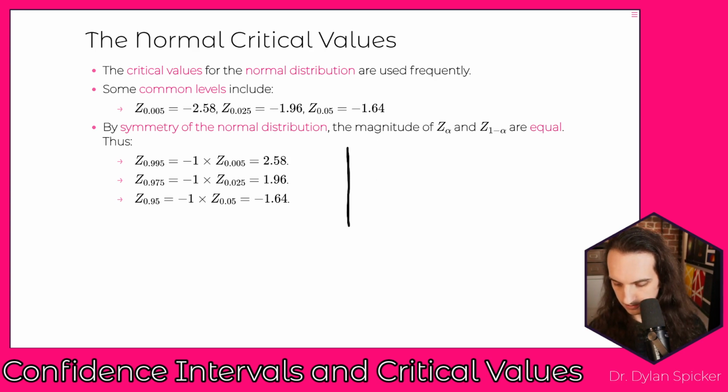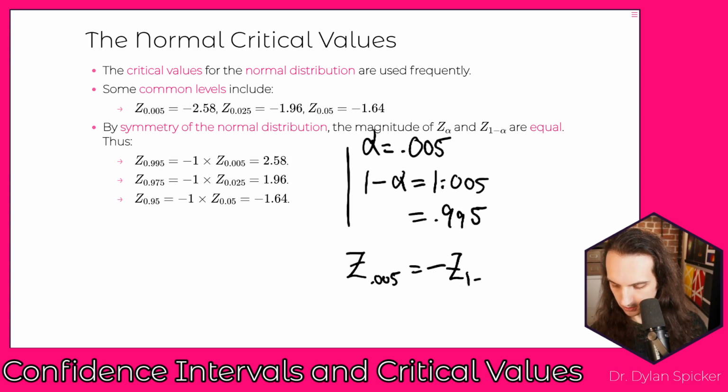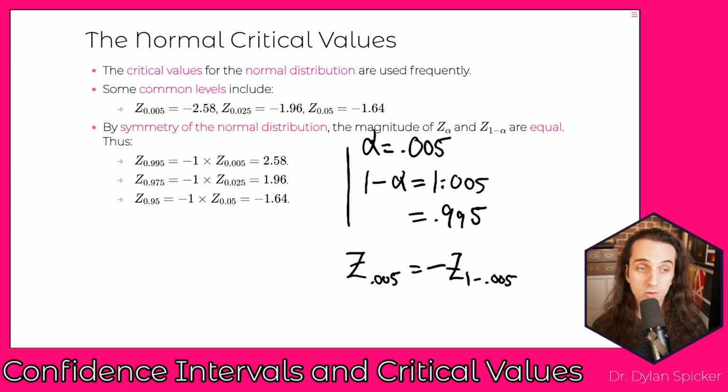What we're thinking about here is if we have alpha equals 0.005 in our first example, then 1 minus alpha is 1 minus 0.005, which is 0.995. And so by conclusion, Z of 0.005 is going to be equal to the negative of Z of 1 minus 0.005. And this is going to hold for all of the normal distributions. If you take 0.025, then that's going to correspond with 0.975 and so forth.